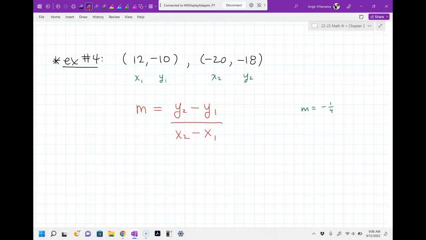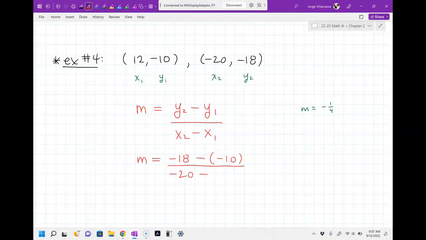So let's go ahead and do the work, and let's see. M is equal to y sub 2. What's my y sub 2? Negative 18. Thank you. Minus. And then y sub 1? Negative 10, right? Negative 10. Again, always write your second number in parentheses, because if you have two minuses, it'll be obvious that you got to change the signs, right? Then divided by, what's x2?